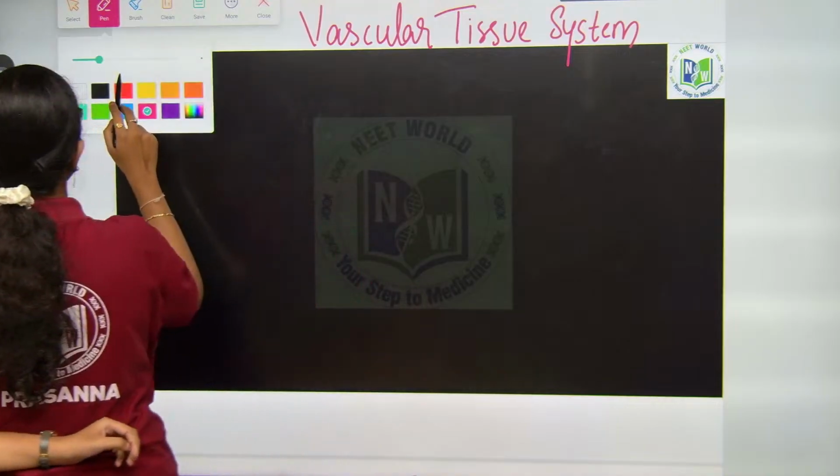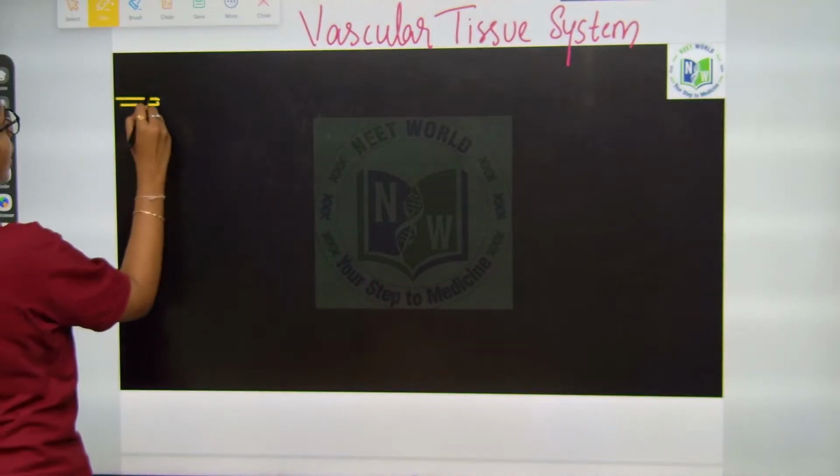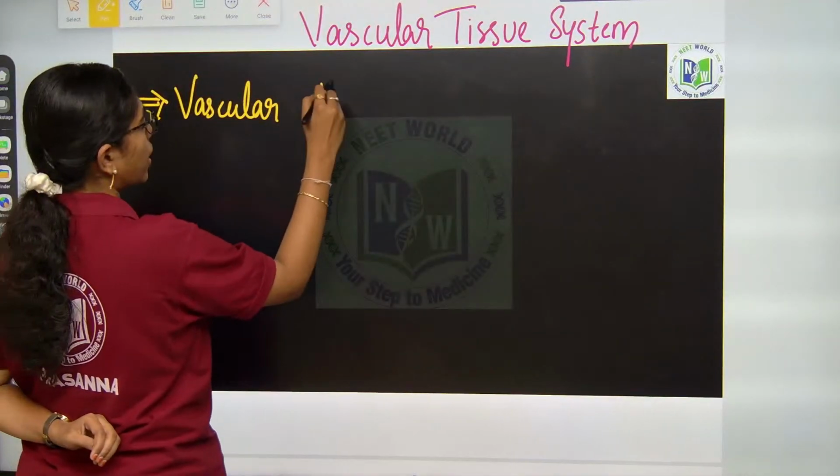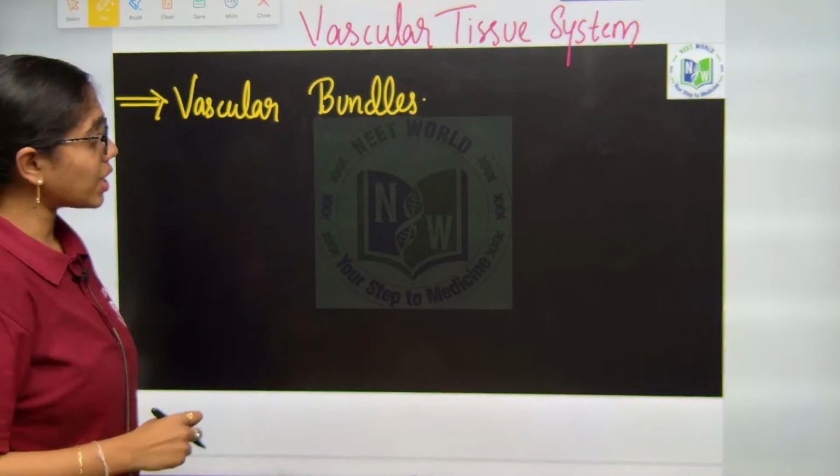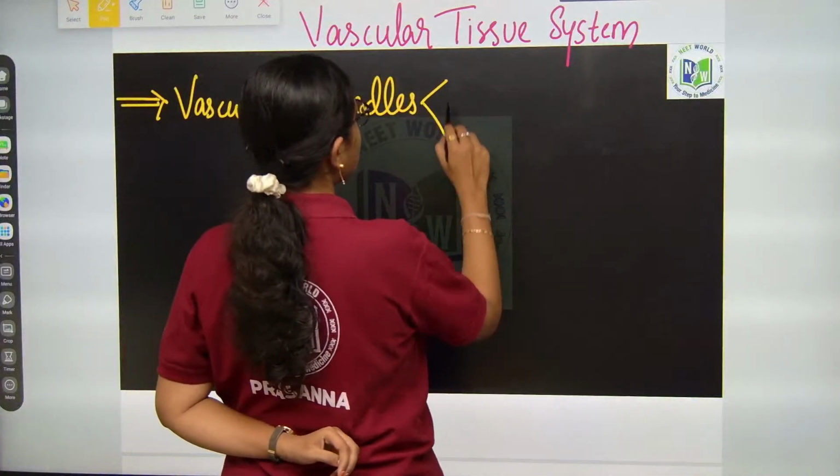Vascular tissue system purely includes what? Vascular bundles. Okay. So these vascular bundles include what? Xylem and phloem.